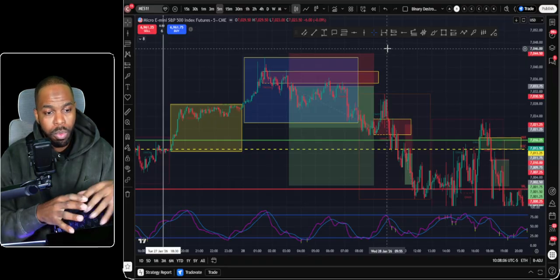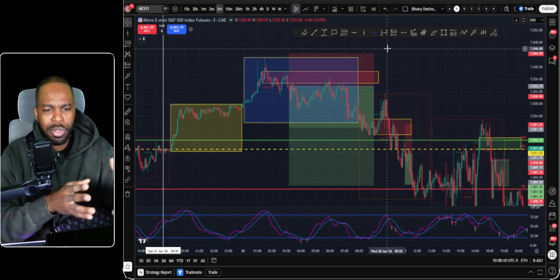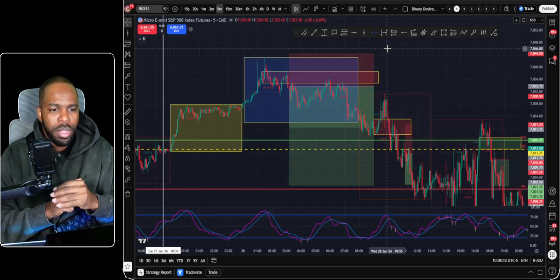So if you incorporate these key levels into your strategy, you can catch some really, really good moves in the markets.